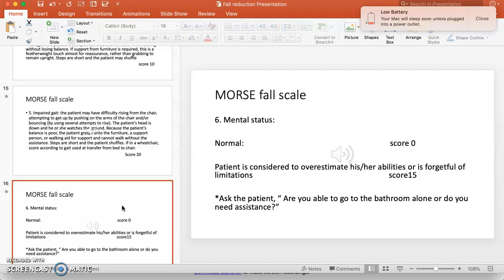If they're confused and you can't ask them this question, you're going to give them a 15. If they say that they're independent, but then when they get up, they have to use the cane or the walker to walk and maintain upright, well, they're overestimating. You need to give them a 15.